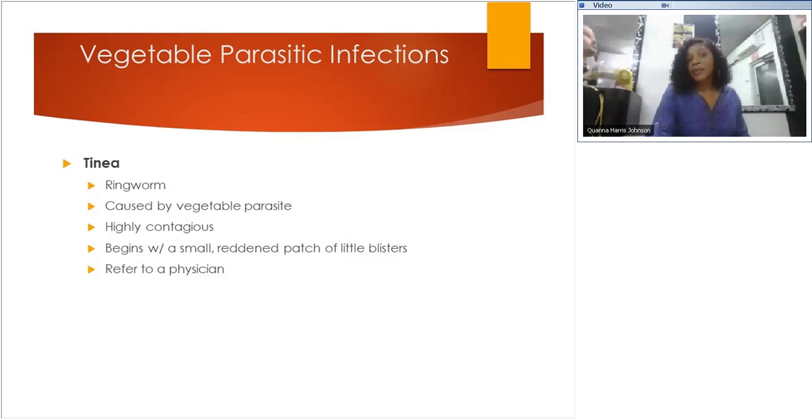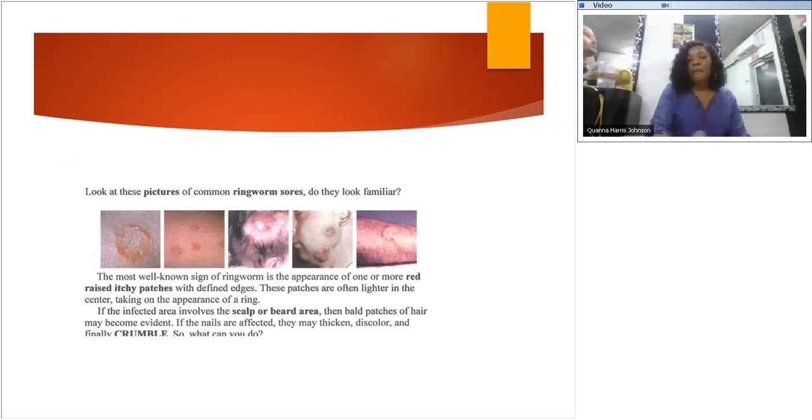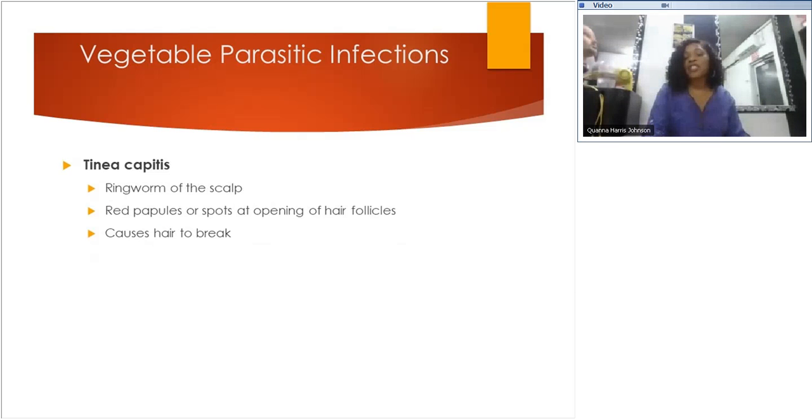There are many types of ringworm, but we're just going to zoom in on two types now. These are some ringworm that you might see. We do not treat ringworm in the salon. Persons with ringworm should be referred to a physician, and I will not stop stressing: refer the person to a physician.